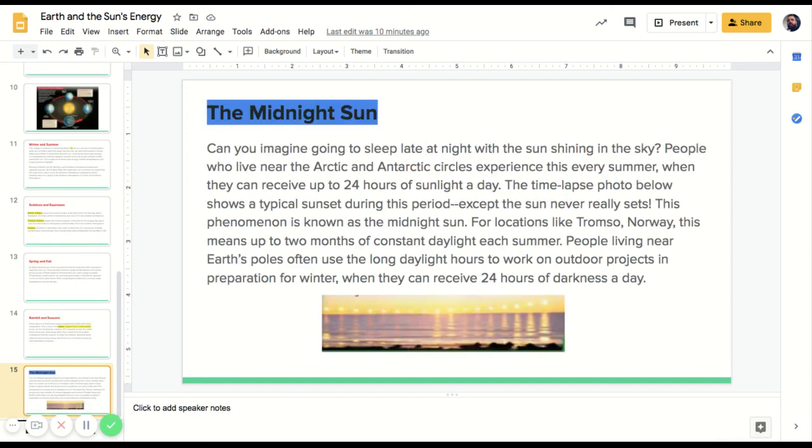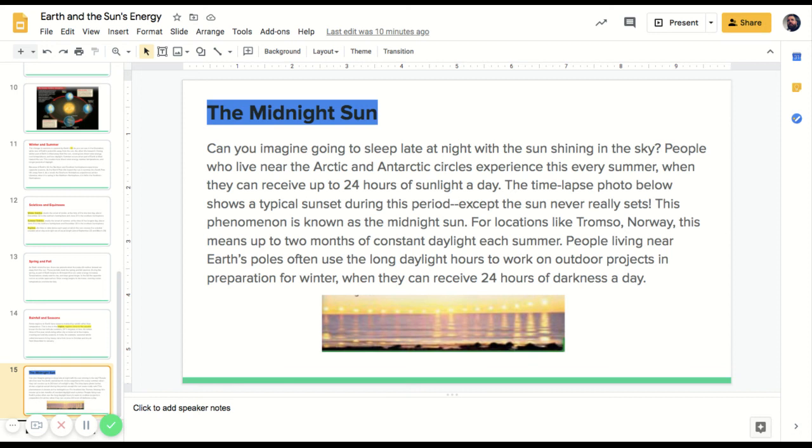The midnight sun. Can you imagine going to sleep late at night with the sun shining in the sky? People who live near the Arctic and Antarctic circles experience this every summer when they can receive up to 24 hours of sunlight a day. The time-lapse photo below shows a typical sunset during this period, except the sun never really sets. This phenomenon is known as the midnight sun.